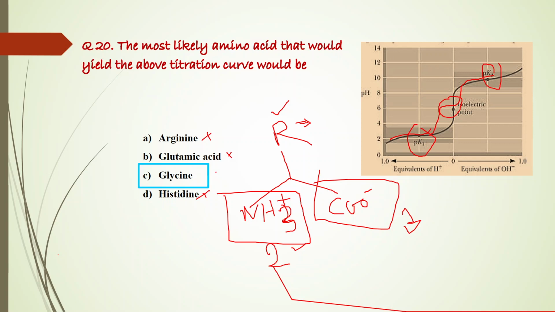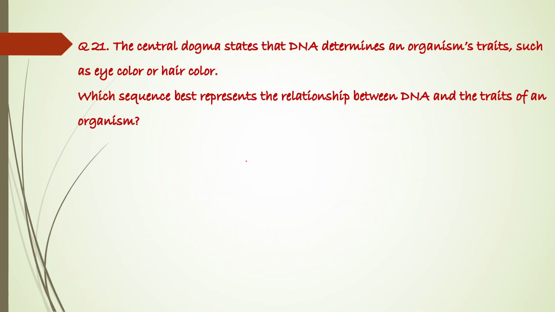Only in case of glycine, out of these four, the R is hydrogen that can neither take an additional hydrogen atom nor give up a hydrogen atom. So only in that case you will get one pK for NH3 or NH2 and another pK for COO minus or COOH. So for this particular question, your correct option was glycine. I hope it is clear. Let us move to the next one.